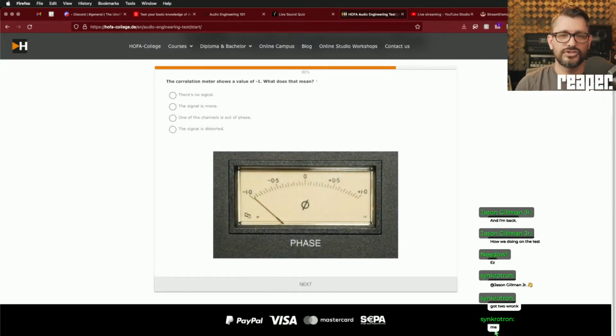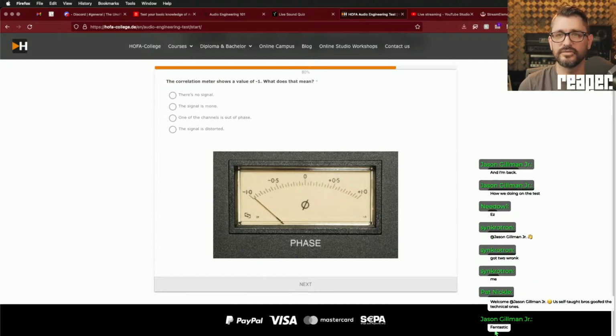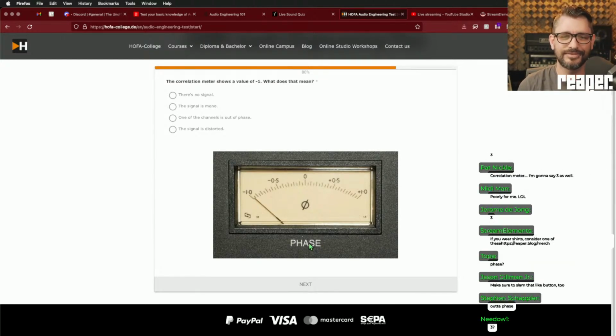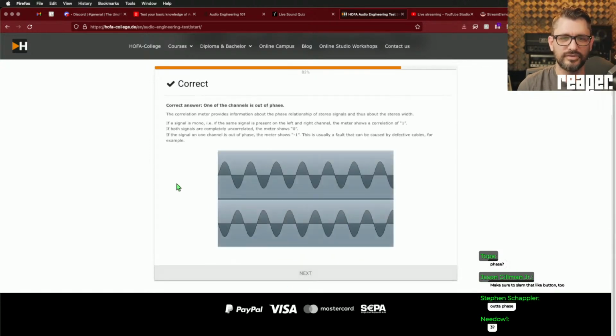The correlation meter shows a value of -1. What does that mean? There is no signal. The signal is mono. One of the channels is out of phase, or the signal is distorted. The correlation meter, I mean, it says right there, one of the channels is out of phase. So when it's at 0, that's a mono signal. Both signals are the same. +1 is like a strongly different signal, but not out of phase. Am I saying that right? Now I'm confused. I almost never pay attention to the plus signal. If it goes below 0, then I care. So yeah, answer is number 3.